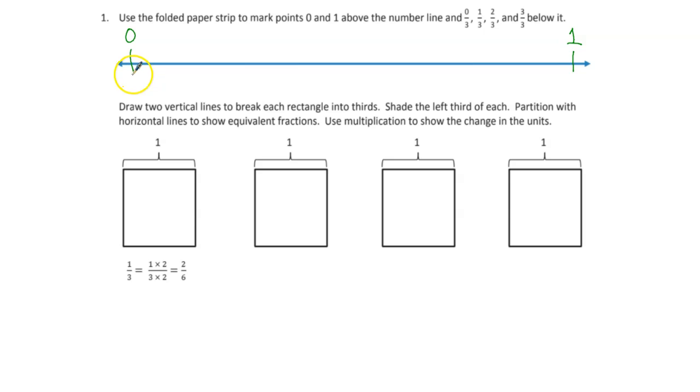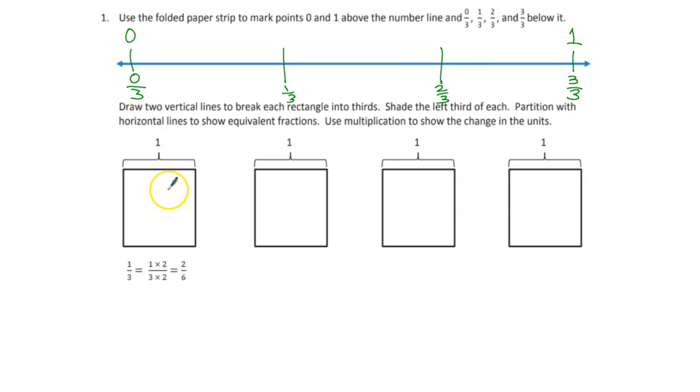Then below it, we're going to put our 0/3, which is equal to 0, and we know that 3/3 is equal to 1 whole. So now we look at our number line, we say we still need to get our 1/3 and our 2/3 marks on here. So we need to split this 1 whole into 3 parts. That means we need 2 partitions. So this is going to be 1/3, and this is going to be 2/3.